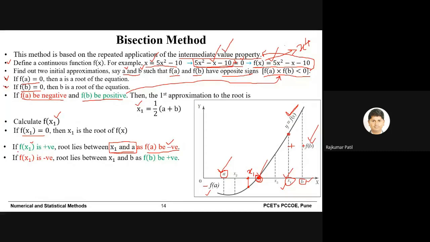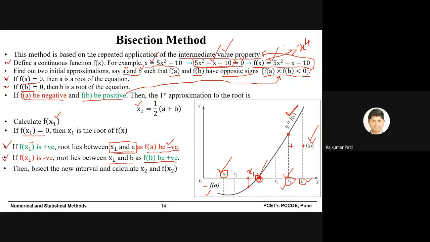But if f(x1) is negative, then the root lies between x1 and b, as f(b) is positive. So this is the logic. Every time you need to apply the intermediate value property to find out between which two values the root is lying. If f(x1) is positive, the root is between x1 and a. If f(x1) is negative, the root lies between x1 and b.